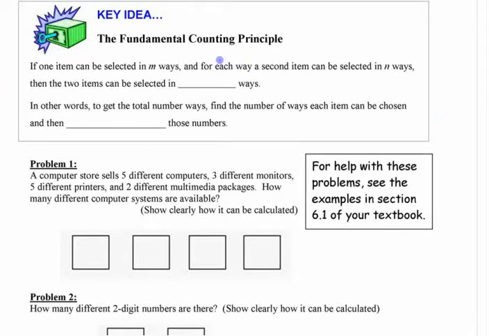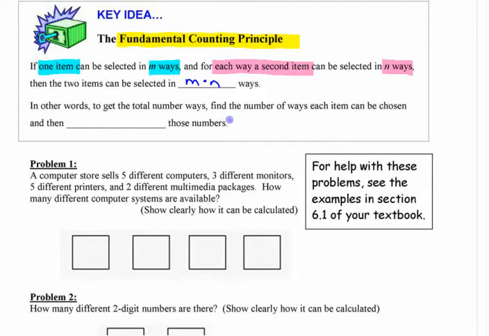So to formally write it out here, the fundamental counting principle. Again, this is something that I think we intuitively already understood. If one item can be selected m different ways, and if for each one of those ways a second item can be selected in n different ways, then together, if you count the number of choices together, it's m times n different ways.